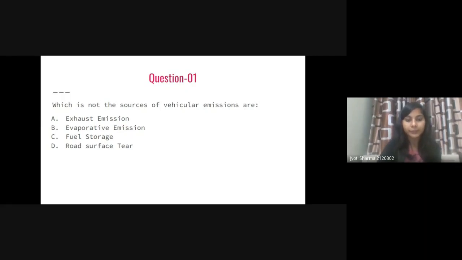So we already talked about it. A vehicle, in very different ways, can emit different gases. For example, exhaust emission is nothing but the result of the combustion of your fuel. Evaporative emission: some of your fuel may evaporate, and this gives you the evaporative emission. Road surface tear: whenever your tire is striking the surface, because of the friction force and the drag force, this can give you particulate matter from the tire and also from the surface. But fuel storage is not giving you vehicular emission. So obviously answer C is the right one.